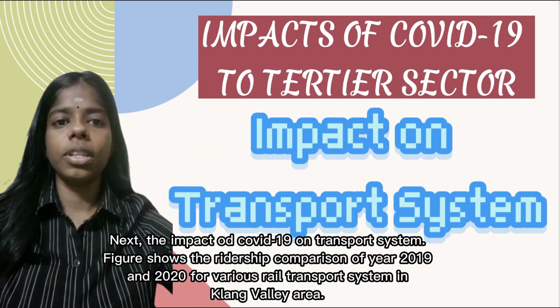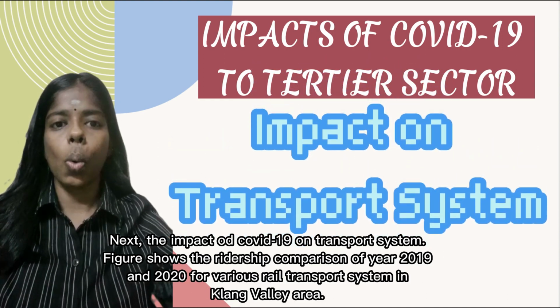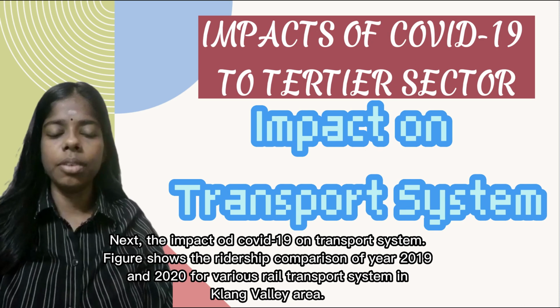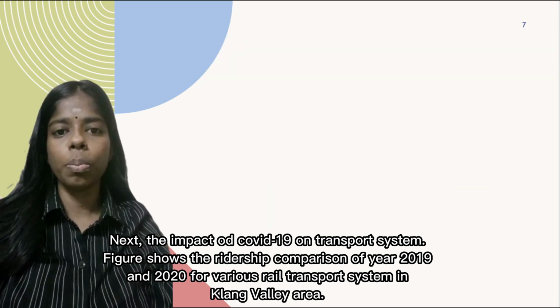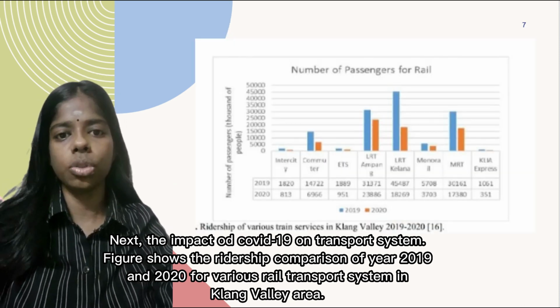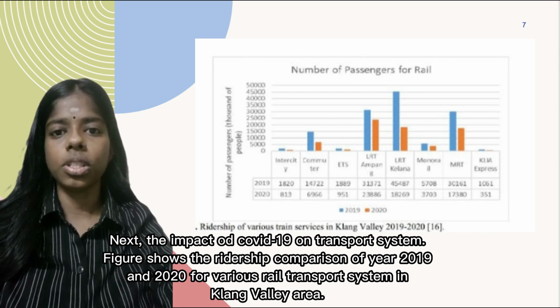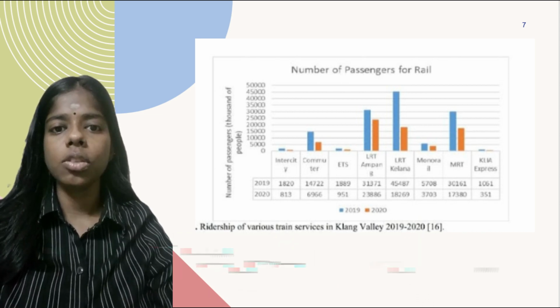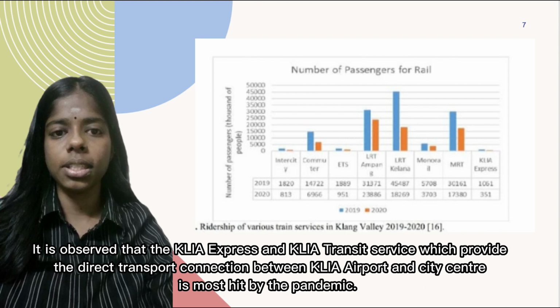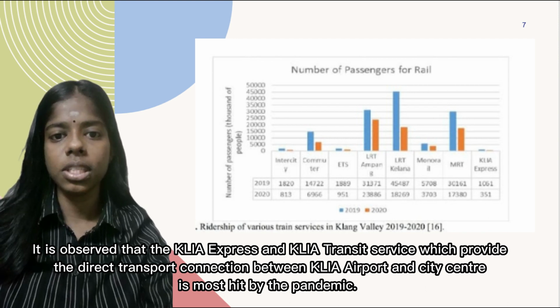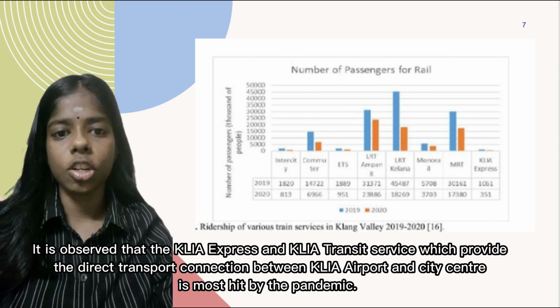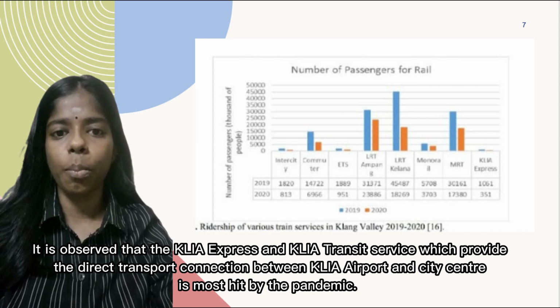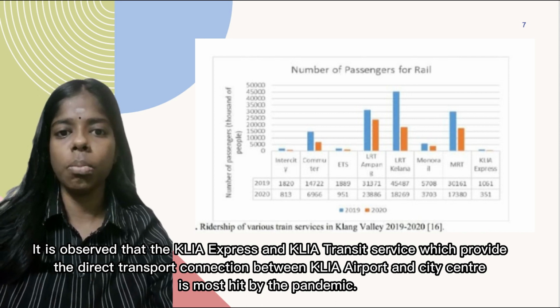Next impact of tertiary sector is on transport system. The figure below shows the ridership comparison of year 2019 and 2020 for various rail transport systems in the Klang Valley area. It is observed that KLIA Express and KLIA Transit Service, which provide the direct transport connection between KLIA Airport and city centre, is most hit by the pandemic.